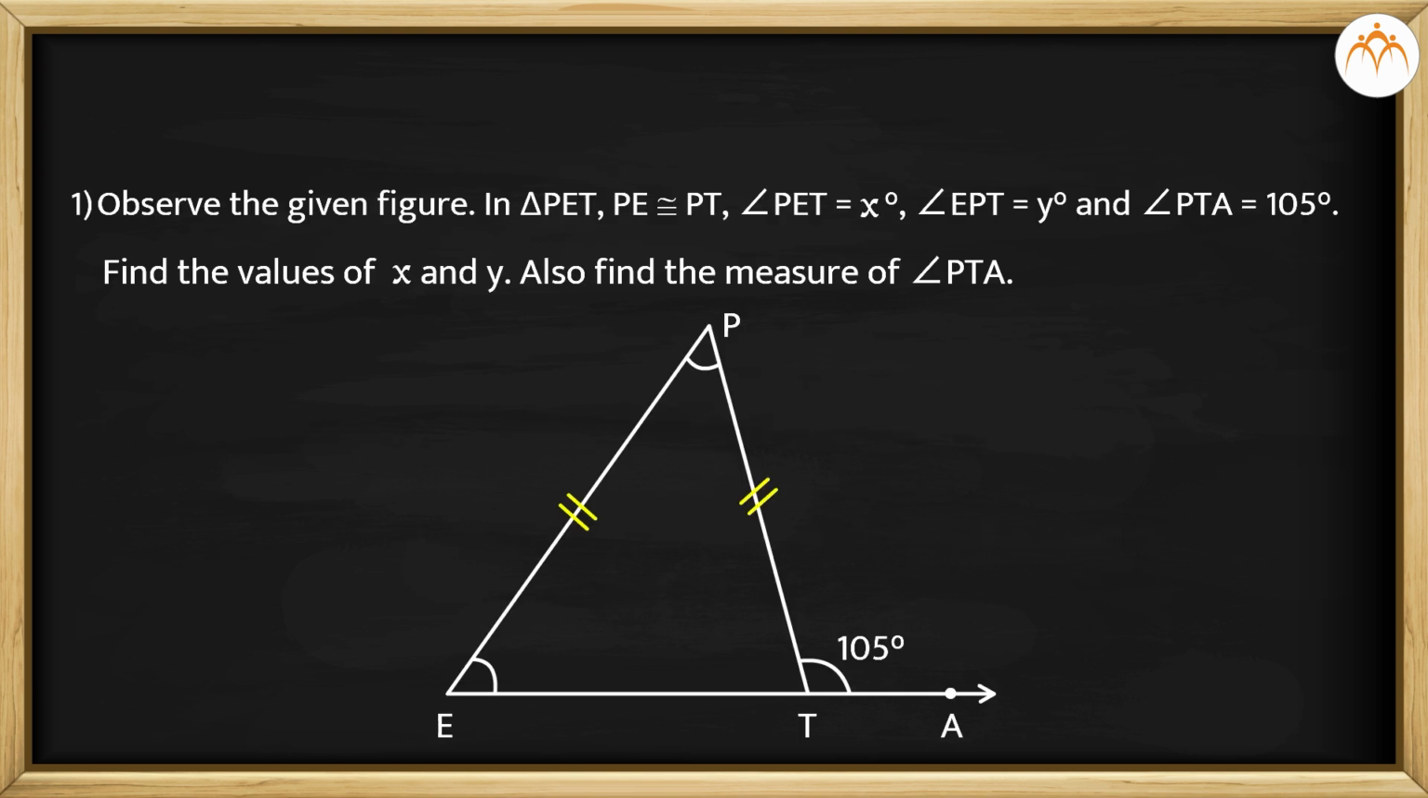Observe the given figure. In triangle PET, PE is congruent to PT, angle PET is equal to x degrees, angle EPT is equal to y degrees, and angle PTA is equal to 105 degrees. Find the values of x and y. Also find the measure of angle PTA.